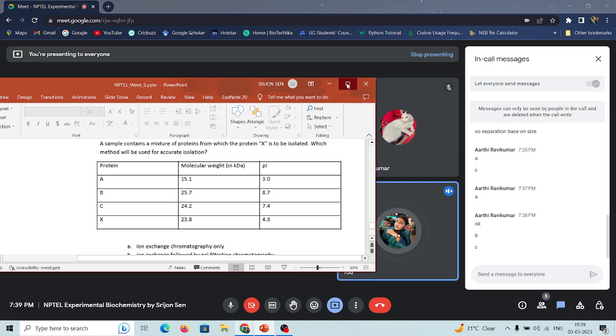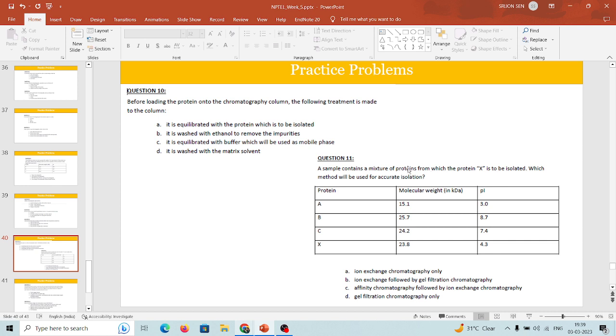Okay, the next question is, a sample contains a mixture of proteins, of which protein X is to be isolated. Which method will we be using for accurate isolation? So different PIs are given, different molecular weights are given. Tell me. Options: ion exchange chromatography only, or ion exchange followed by gel filtration, then affinity followed by ion exchange, or gel filtration chromatography.